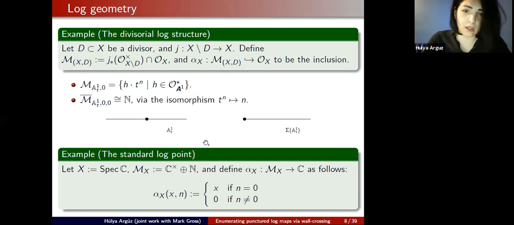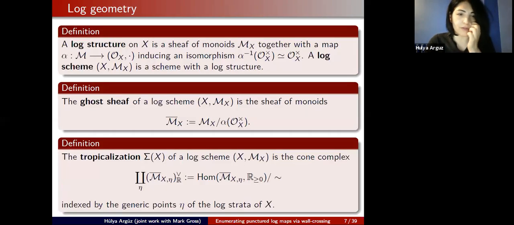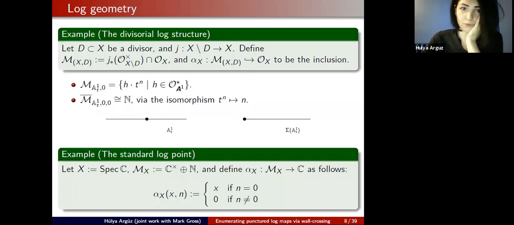So if we go back to the previous slides, whenever you have a log structure, in this discrete data given by the Gauss sheaf, you can define the tropicalization of your log scheme just in terms of m bars. So you define it as a cone complex given by unions of cones defined by Homs of m bars to R greater or equal 0, and use some identifications. So for instance, in the case of A1, you just have the natural numbers N, and Hom from N to R greater or equal 0 is just R greater or equal 0. So your tropicalization is just the same as the toric fan of A1.